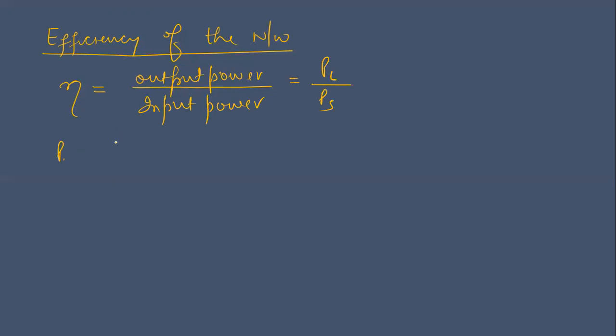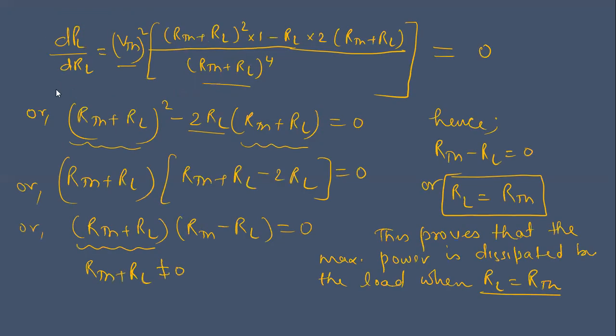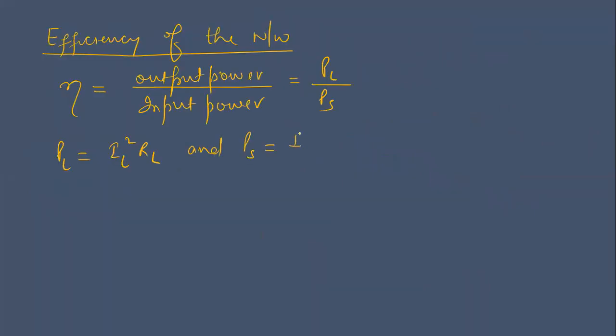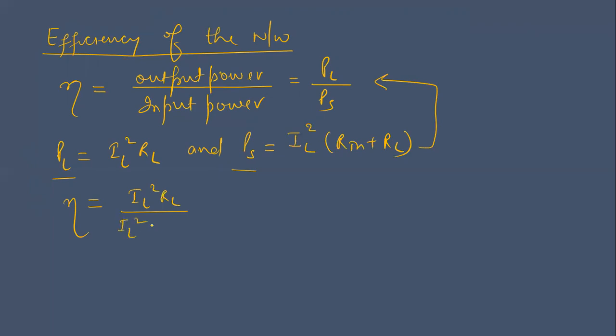Now PL is equal to IL square RL, and PS, if you see the circuit diagram here, is basically the power delivered by this source, right? So this source will deliver power into the whole network. So we will consider both the resistances here. Because all these three components are connected in series, we have the same current flowing in all three components, VTH, RTH and RL. So IL square into (RTH plus RL). If we substitute these values, we get eta is equal to IL square RL divided by IL square into (RTH plus RL).